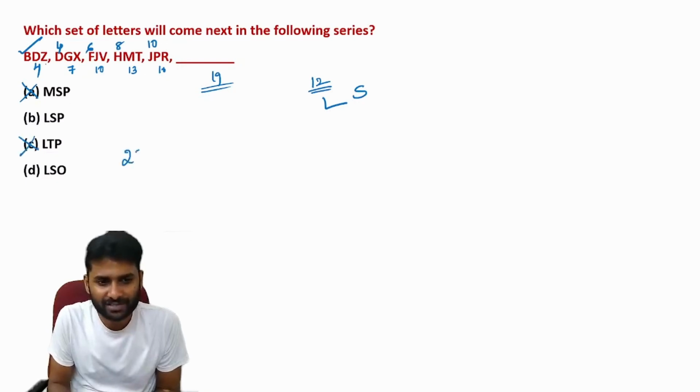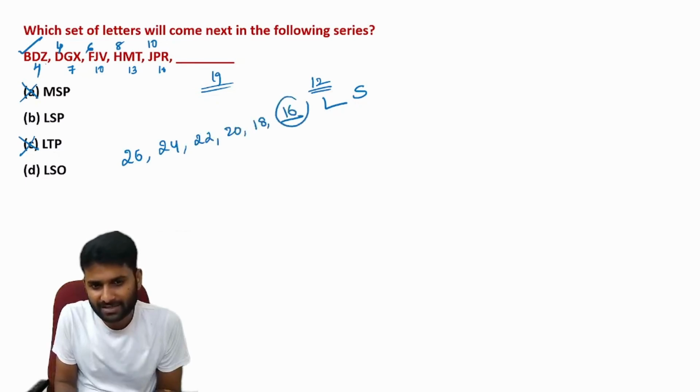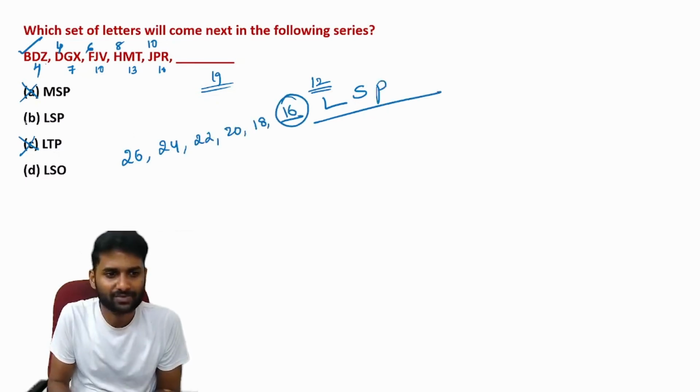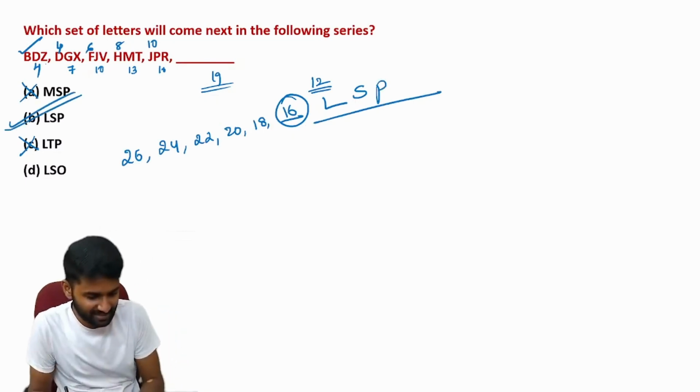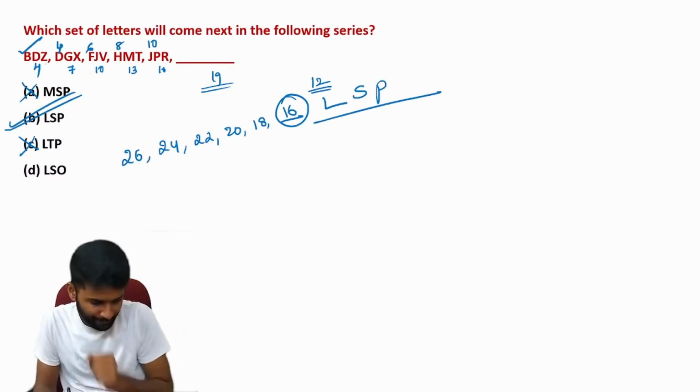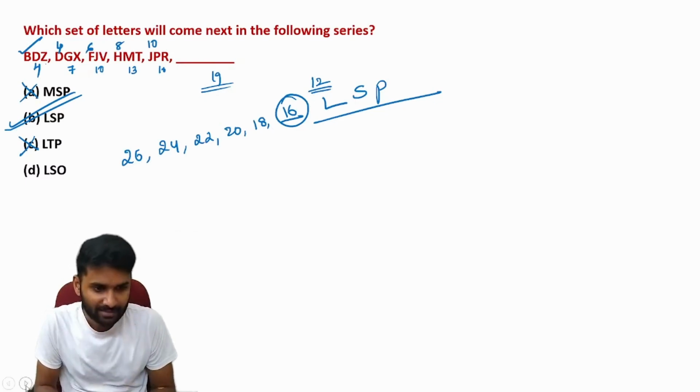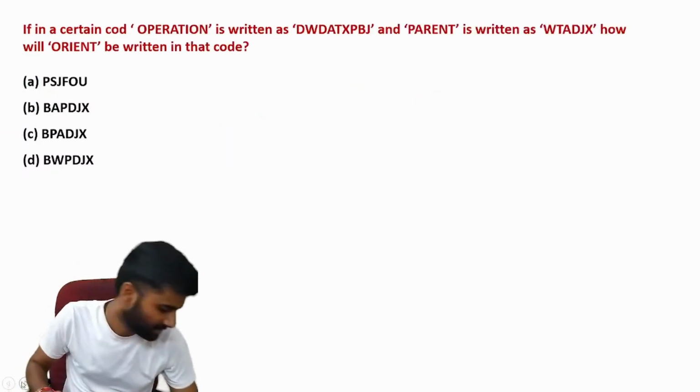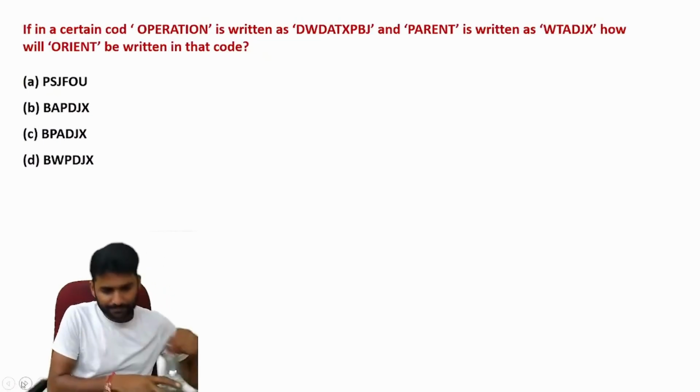Z, the 26th letter, X 24, V 22nd, T 20, R 18. So we required the 16th letter. The 16th letter must be P. So the answer LSP is the correct answer. Yes, very good. LSP is the suitable one. Next. Observe this question.